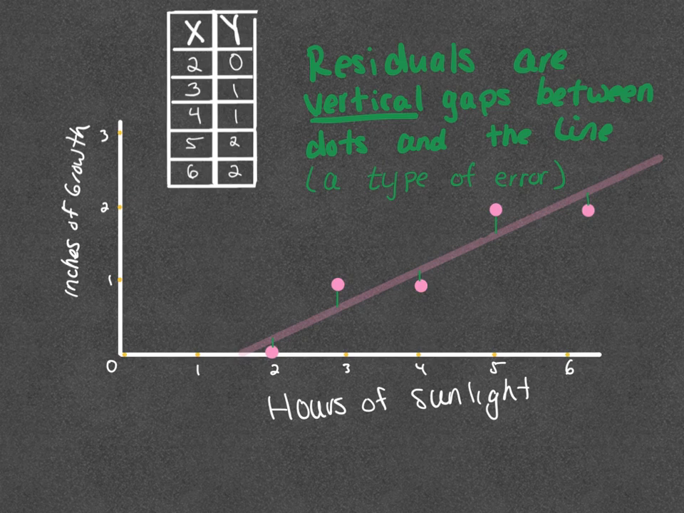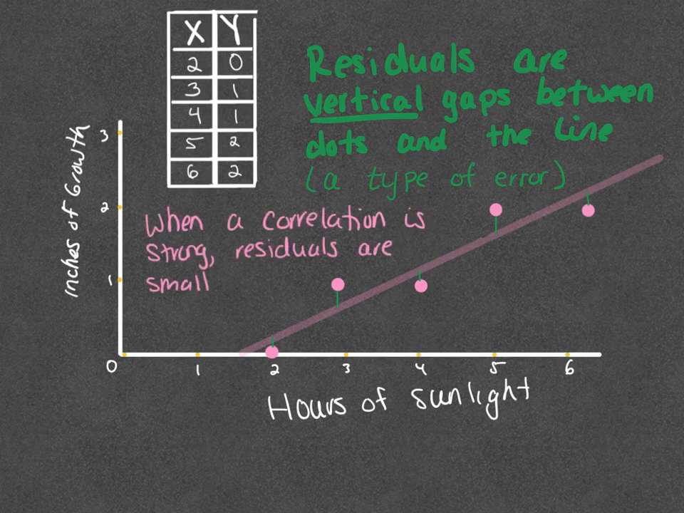Our residuals here are really small. These are really tiny gaps between the dot and the line. When your dots are close to the line, and thus residuals are small, you have a strong correlation. But when the gaps between the dots and the line are large, you then have lots of residuals or error, and that's an indicator of a weaker correlation.